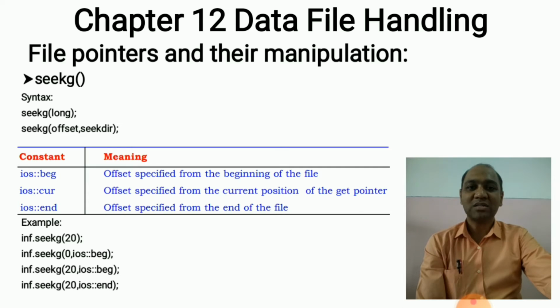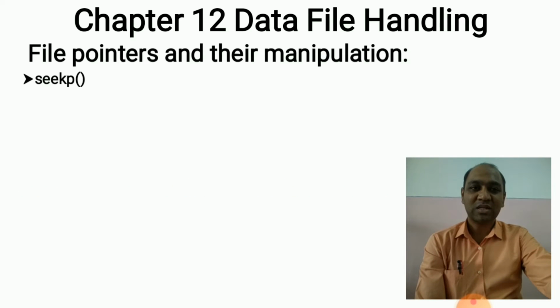The next example is inf.seekg(20, ios::end). So this indicates we are moving the get pointer from 0th byte to 20th byte from the end, that is from the end of the file. Now let us continue with seekp.